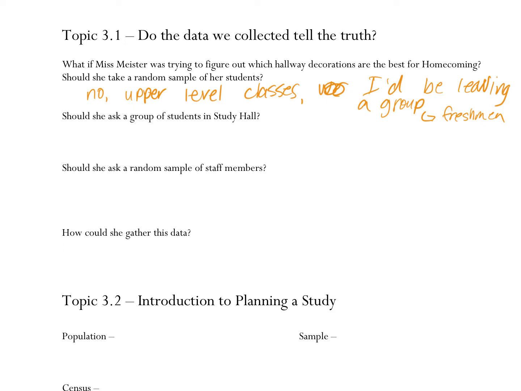Should I just go down to study hall and get a random sample of study hall kids? No? That'd be better. It would be better? Maybe. But you can't know for sure. A lot of upperclassmen need... Yeah. Most seniors and juniors like to study hall. So it would be fewer upperclassmen.